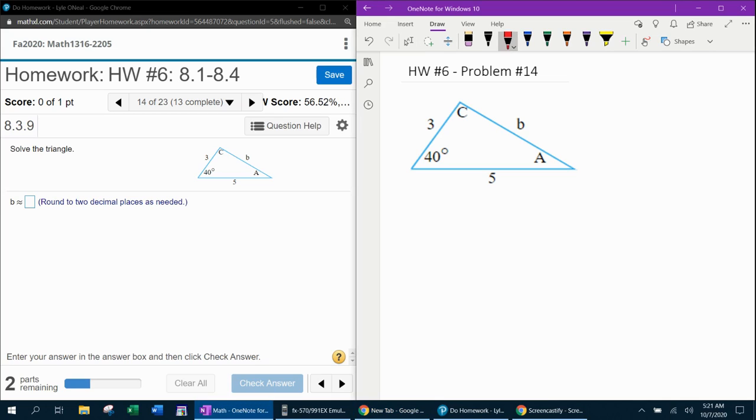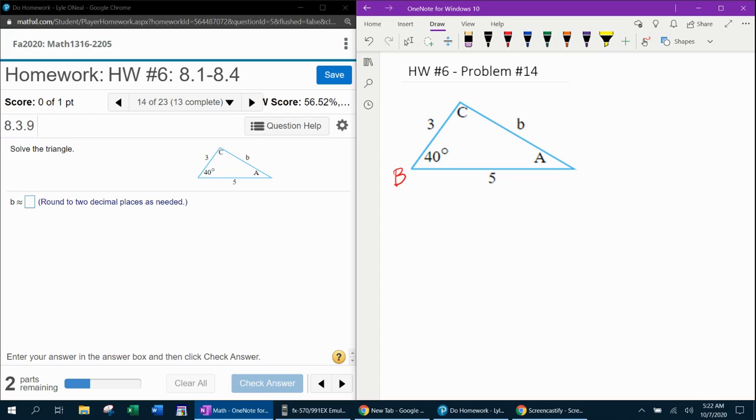So the first thing I notice here is that I am given an angle. That angle would be angle B because it's across from little b. Notice that I do not know the side across from it, and so that means that the law of sines will not work. So we're going to have to use another tool, the law of cosines.